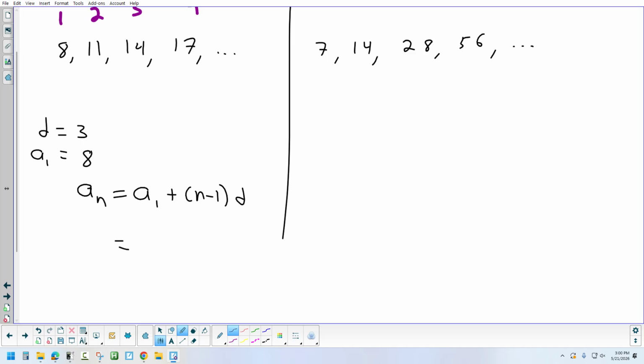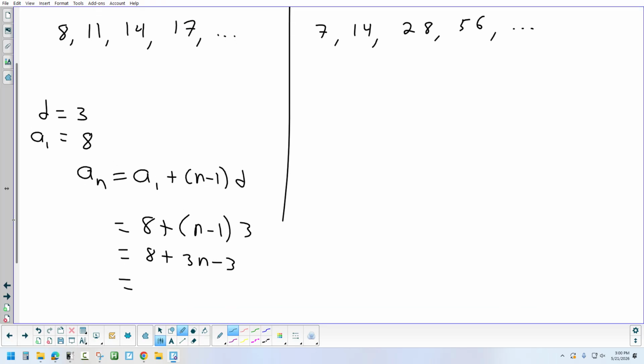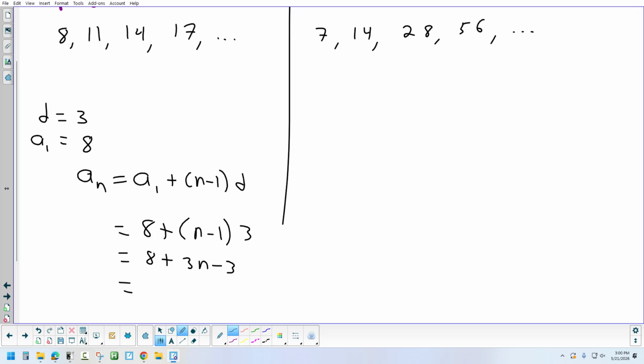So the first term is 8. And the common difference is 3. What do we get when we distribute out the 3? Yep. 8 plus 3n minus 3. And when you combine like terms, what do you get for your final answer? 5 plus 3n, or 3n plus 5. Yeah, I'm going to write it as 3n plus 5.